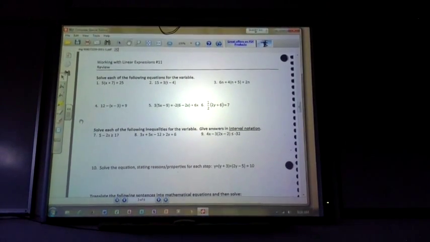So if you remember, today was to be reviewed as well, and then tomorrow we will do a quiz over this stuff. Solve each of the following equations for the variables. So problem number 1, what should I do first?